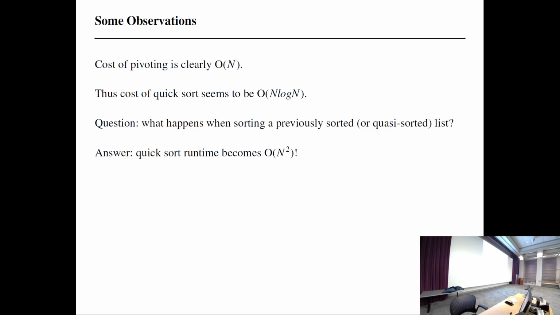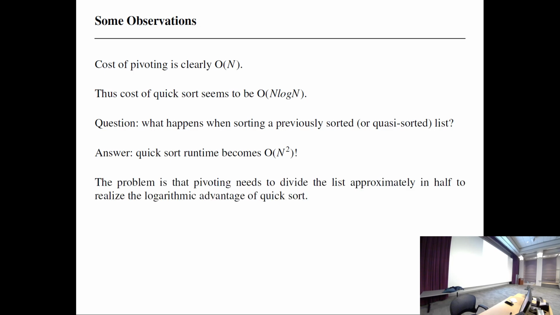So quicksort is order n log n only if everything goes right. If you have a list that's sorted or almost sorted, the runtime of quicksort rapidly degrades and has the same growth rate as selection sort. So the problem here is that pivoting needs to divide the list approximately in half to get that logarithmic advantage. If we're not dividing it in half reliably, we're screwed. That's the problem.